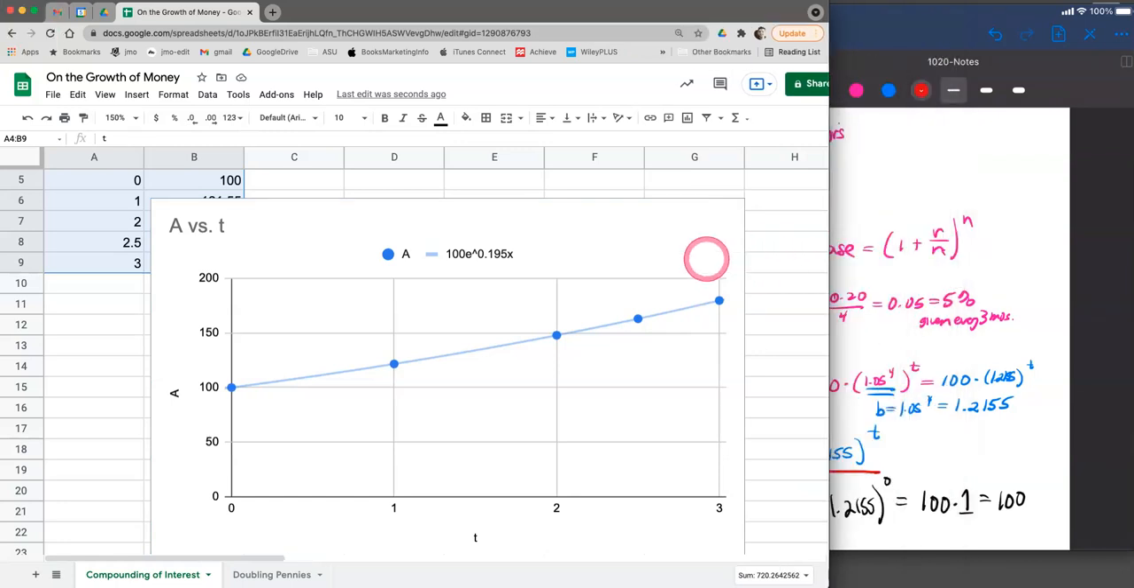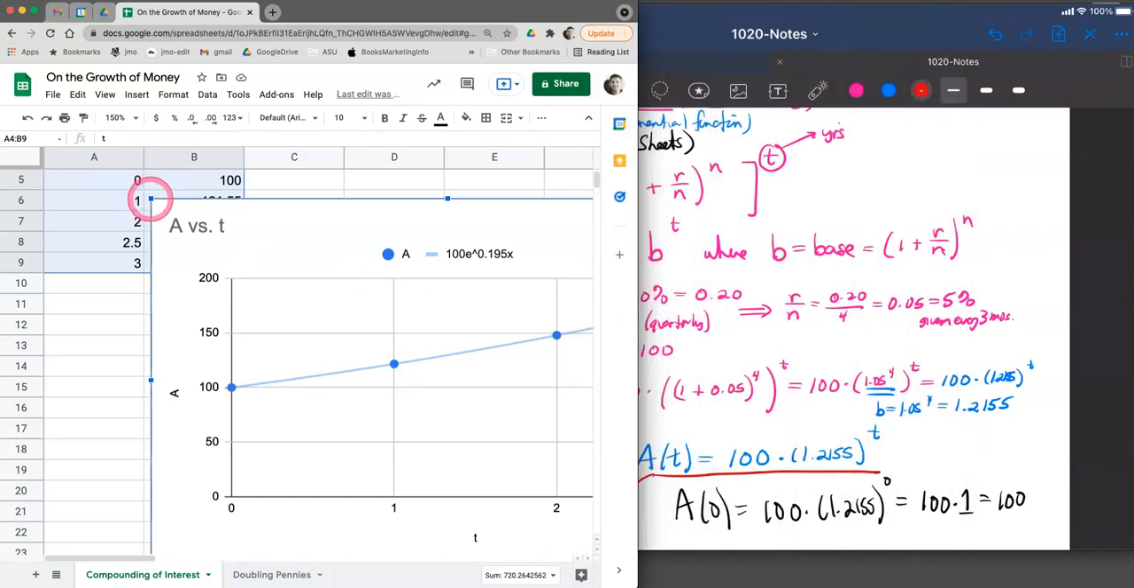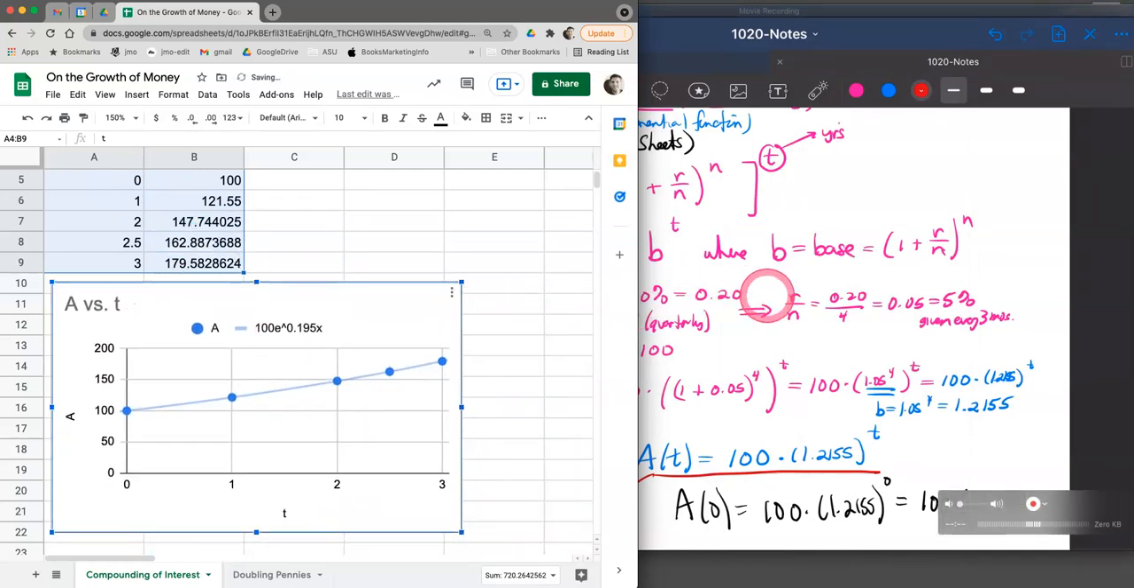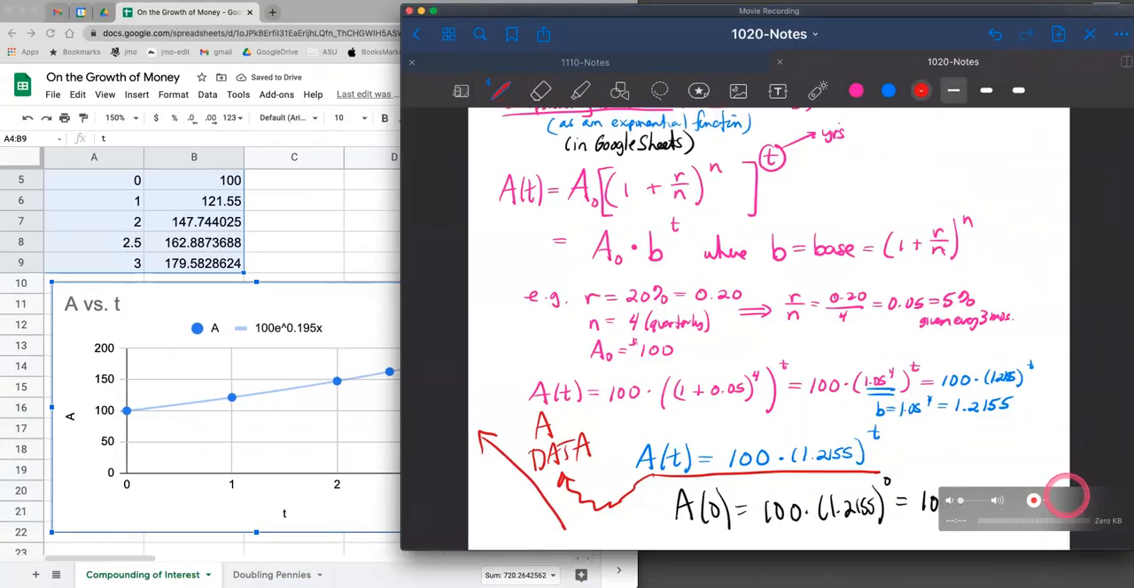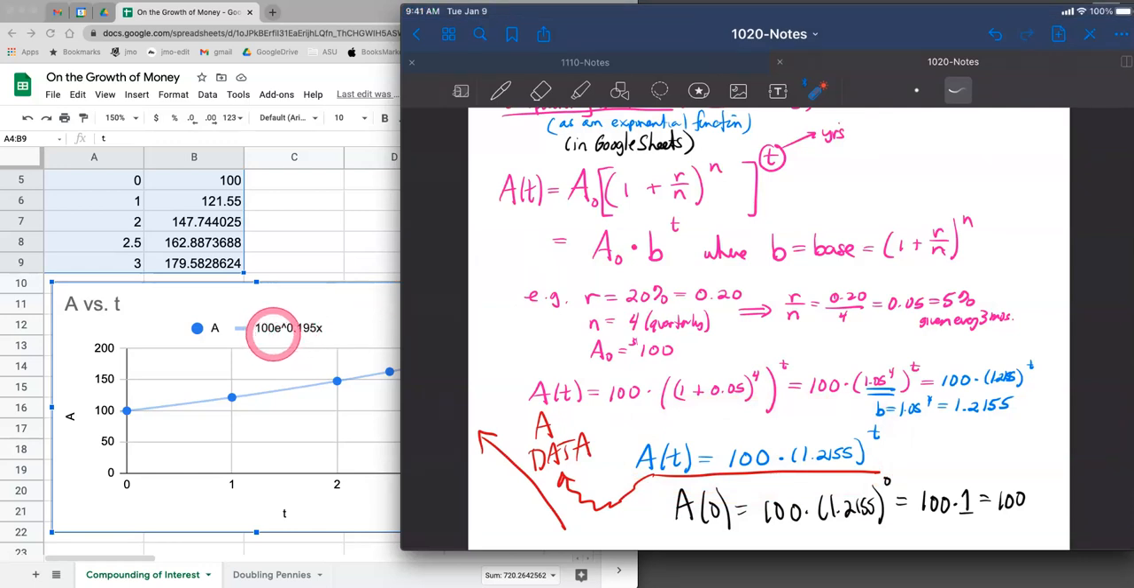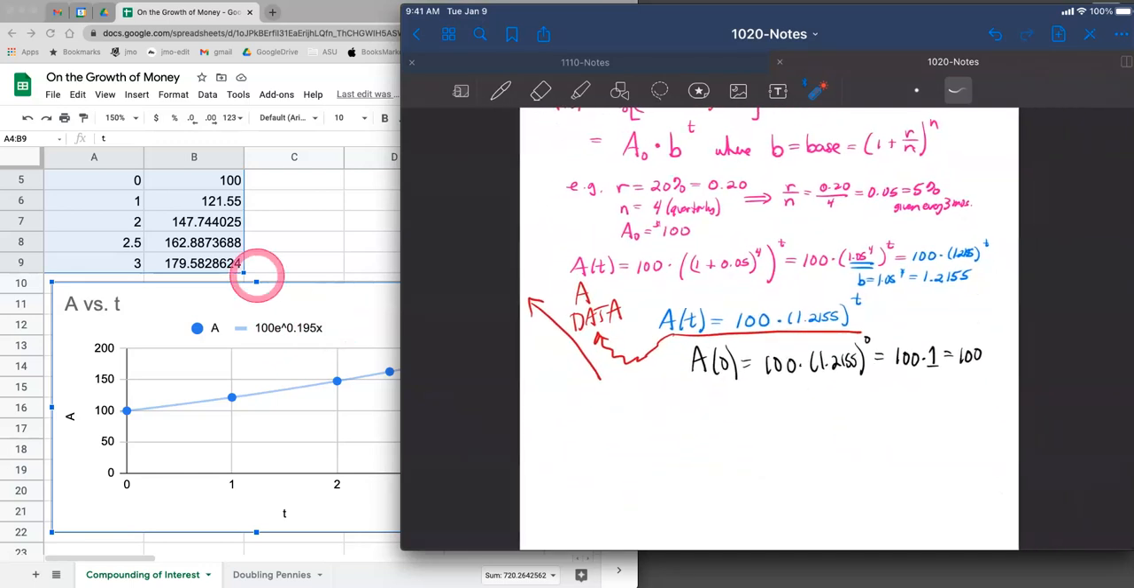Let's see if we can make it match up with what we have just done. We showed that the exponential function for this data came from this formula right here. Google Sheets is saying that formula is 100e to the 0.195t power. So let's see if we can understand the relationship that Google is telling us.